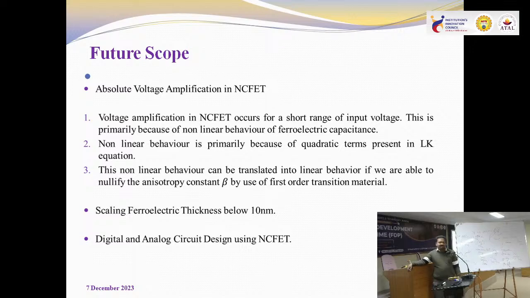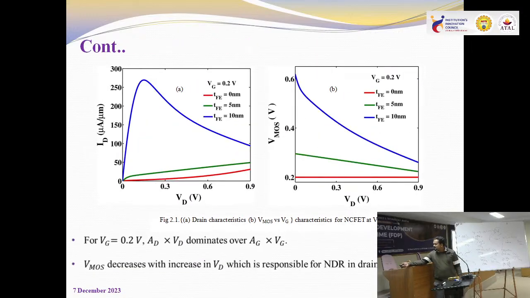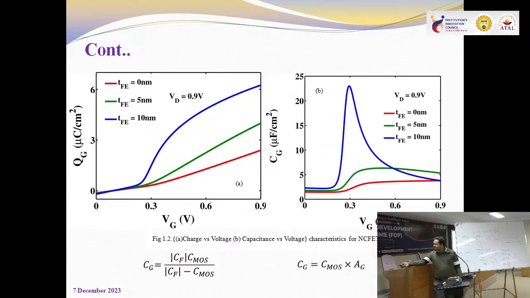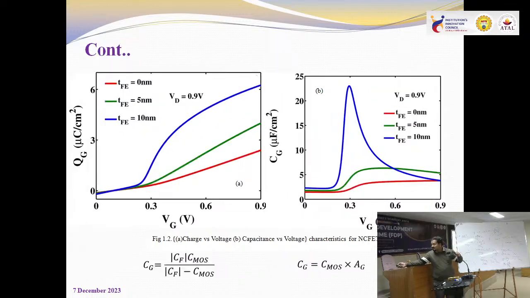One is the absolute voltage amplification. What do I mean by absolute voltage amplification? I'll just go back and try to explain. This is the amplification characteristic. It is behaving as non-linear, which is basically because the ferroelectric capacitance has a non-linear nature in itself. If you see the characteristic VF equals alpha QF plus beta QF cubed, non-linearity is there. So that's why we are not able to get absolute value of amplification in the device.